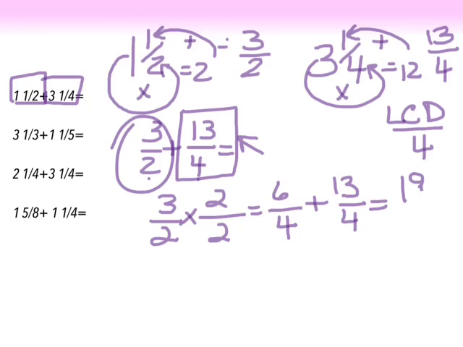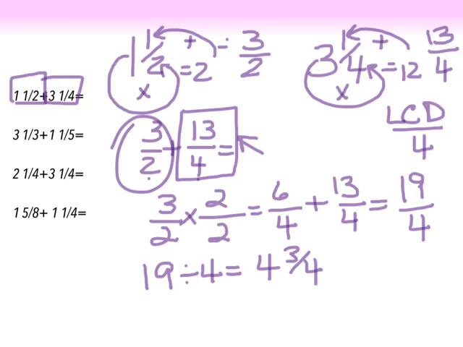equals 19/4. Are 19 and 4 divisible by the same number? No. Is 19 bigger than 4? Yes. So 19 divided by 4 equals 4 3/4. And so 1 1/2 plus 3 1/4 is 4 3/4.